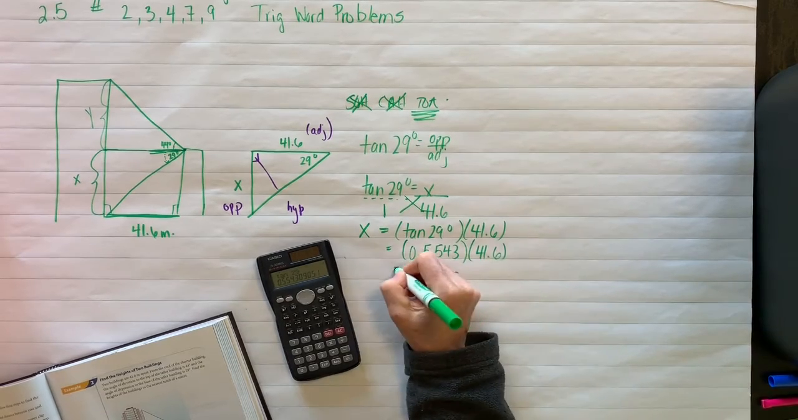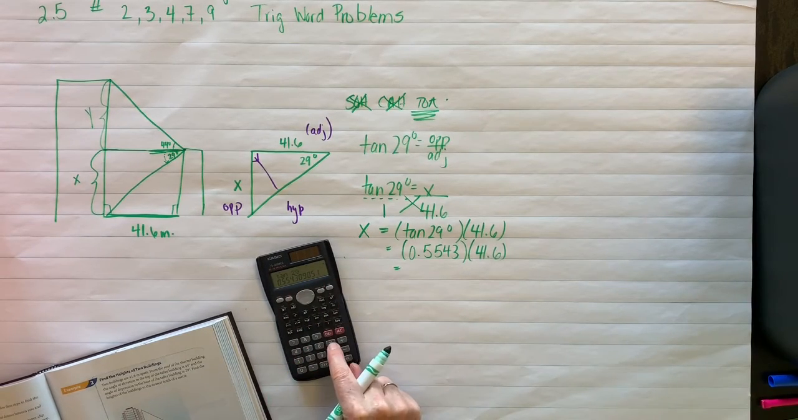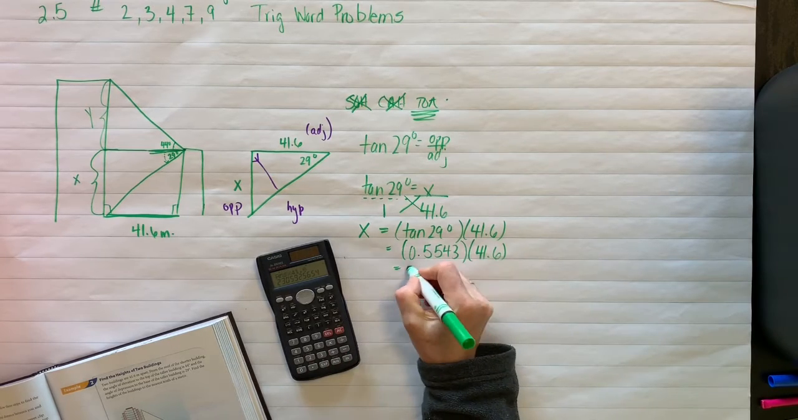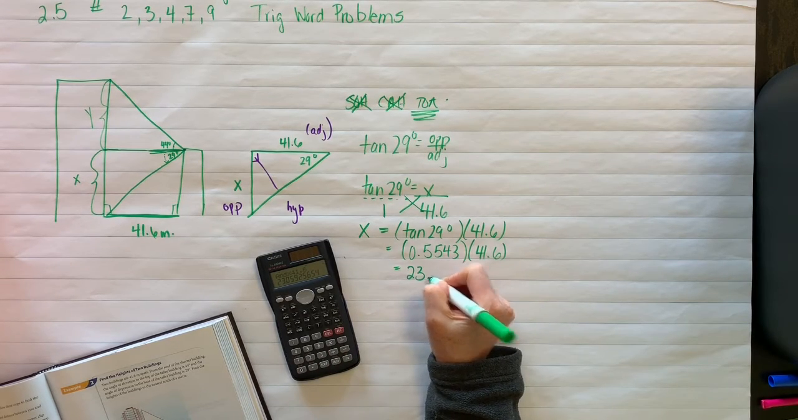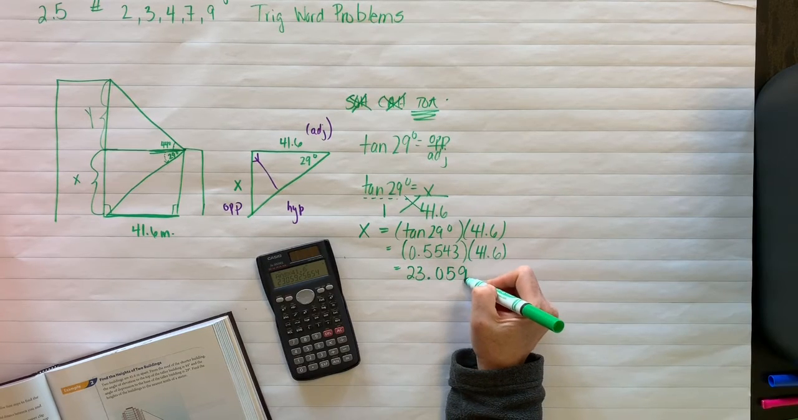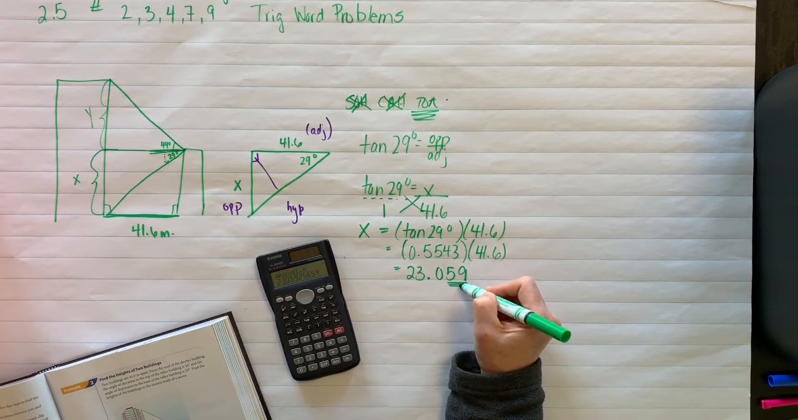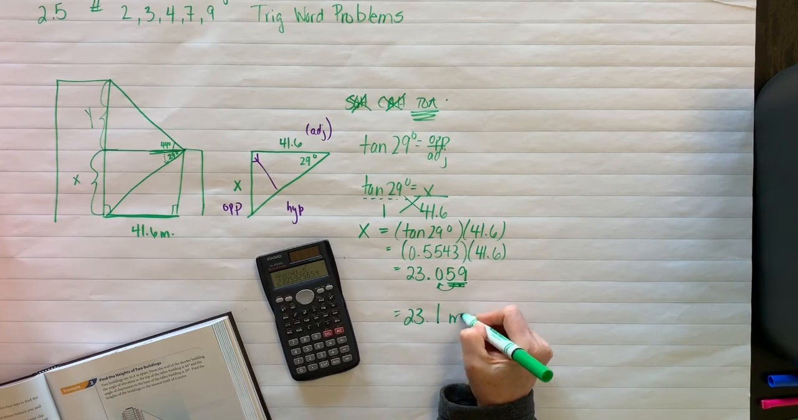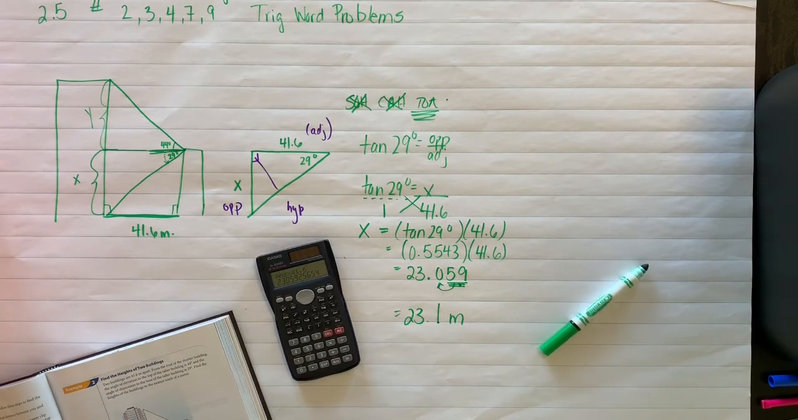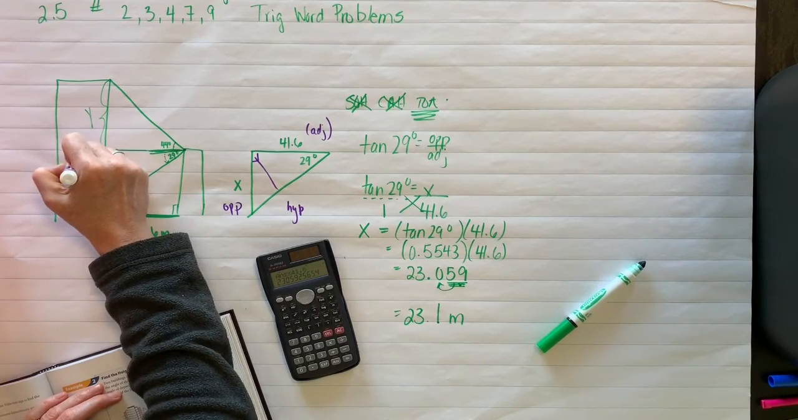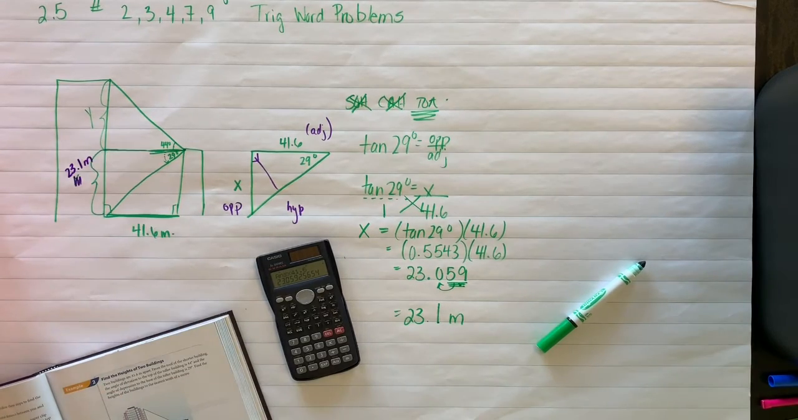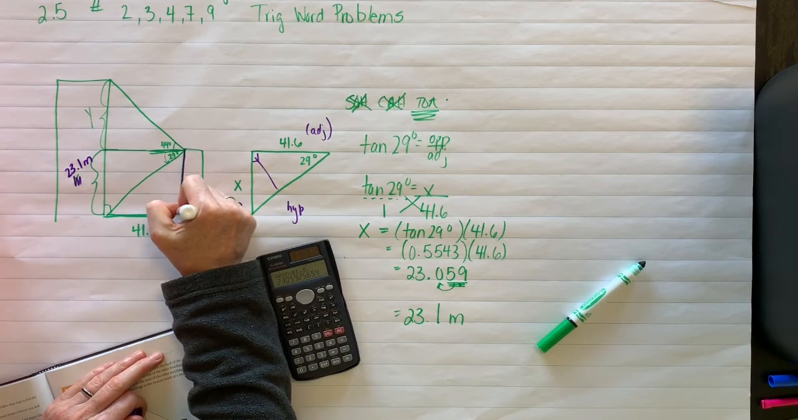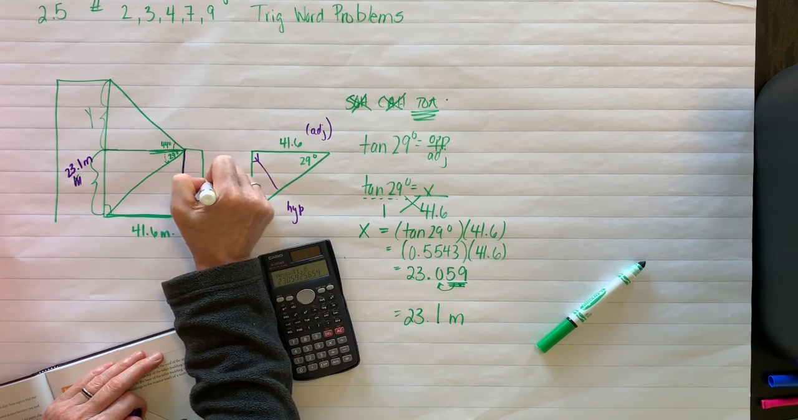We're always taking that to 4 decimal places. But on my calculator, I've got the answer. I'm just going to push times 41.6. And that's going to give me, let's do it to 1 decimal place, 23.059. So if I take a look at this, 59 is closer to 100 than 0, so I'm actually going to round that number up. So that's going to equal 23.1. And my units are meters. Okay, so for this triangle here, this distance is 23.1 meters, which also means that the height of this shorter building is also 23.1 meters.